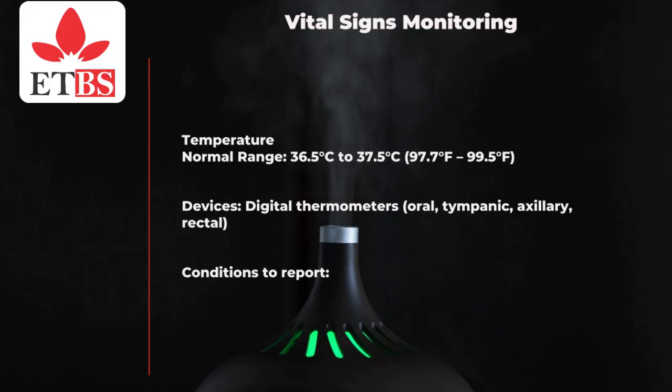Blood pressure: normal, 90 over 60 millimeters of mercury to 120 over 80 millimeters of mercury. Use digital sphygmomanometers. Report: hypertension or hypotension. Oxygen saturation, SpO2. Normal, 95 to 100%. Below 92% requires immediate attention.